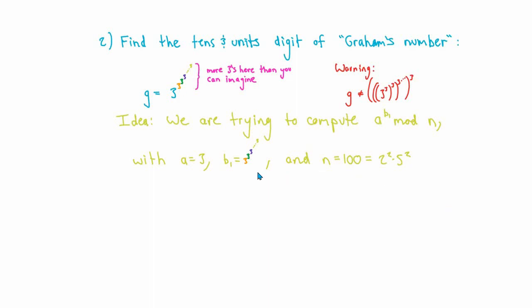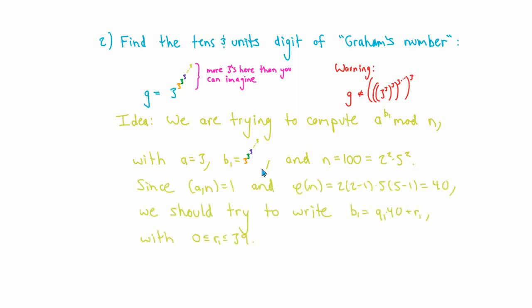Even though this is a little bit intimidating, it's not a lot different than the problems that we did in the previous examples, and so we should try to see if we can use Euler's theorem to tell us about the answer. Here, the GCD of a and n is equal to 1, and we can compute that phi of n is equal to 40. So if we could determine what this exponent b1 is modulo 40, then we could figure out, as we did in the previous examples, what Graham's number is modulo 100.